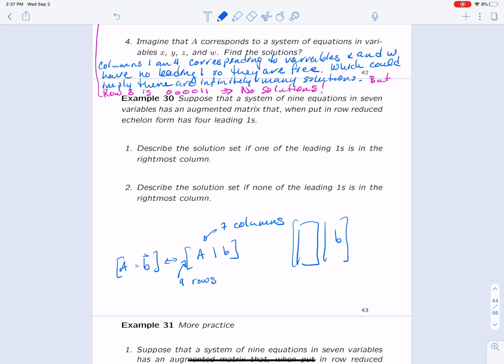So describe the solution set if one of the leading ones is in the rightmost column. That means I have zeros followed by a 1 in the rightmost column. That means on the other side of the bar, the B. And what that would tell me is there are no solutions.